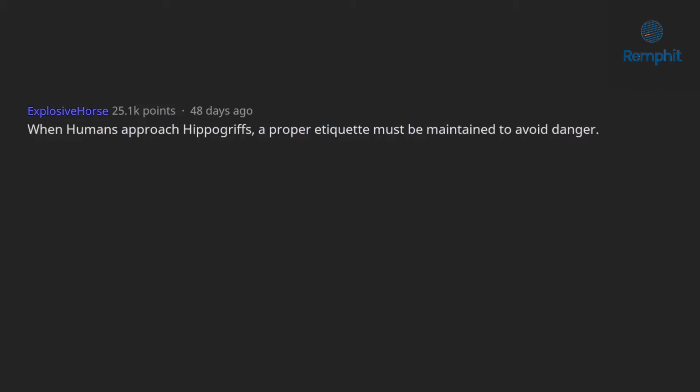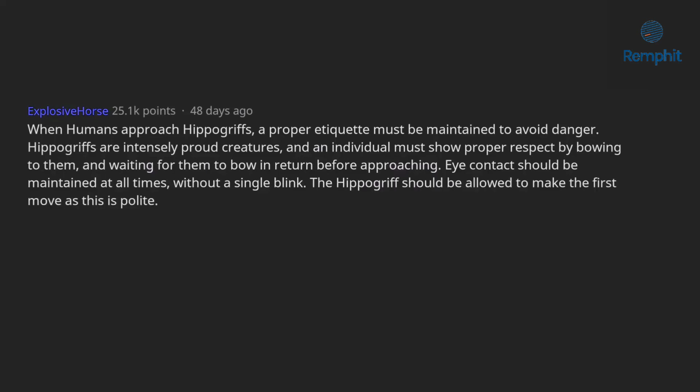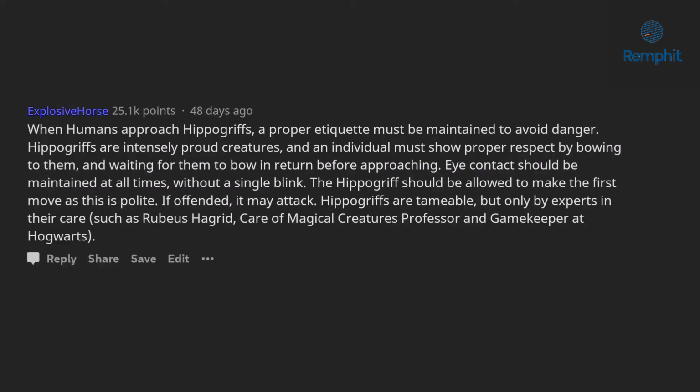When humans approach hippogriffs, a proper etiquette must be maintained to avoid danger. Hippogriffs are intensely proud creatures, and an individual must show proper respect by bowing to them and waiting for them to bow in return before approaching. Eye contact should be maintained at all times, without a single blink. The hippogriff should be allowed to make the first move as this is polite. If offended, it may attack. Hippogriffs are tameable, but only by experts in their care, such as Rubeus Hagrid, care of magical creatures professor and gamekeeper at Hogwarts.